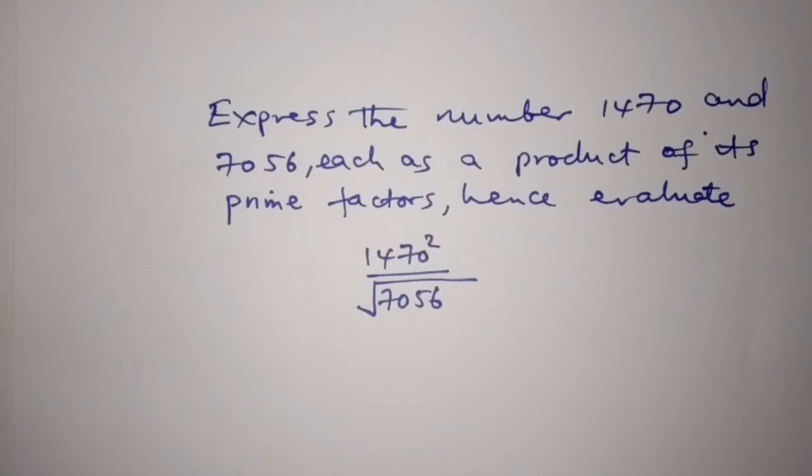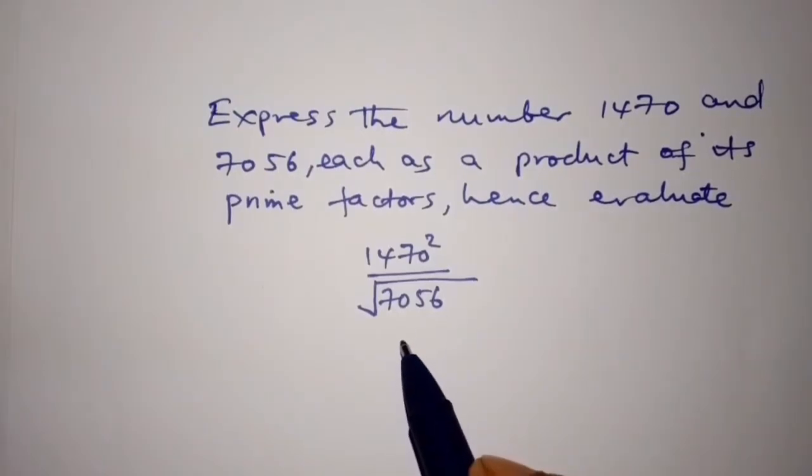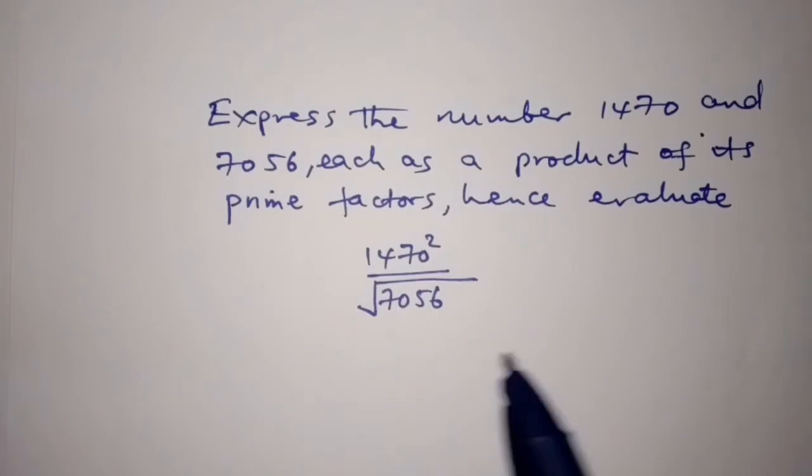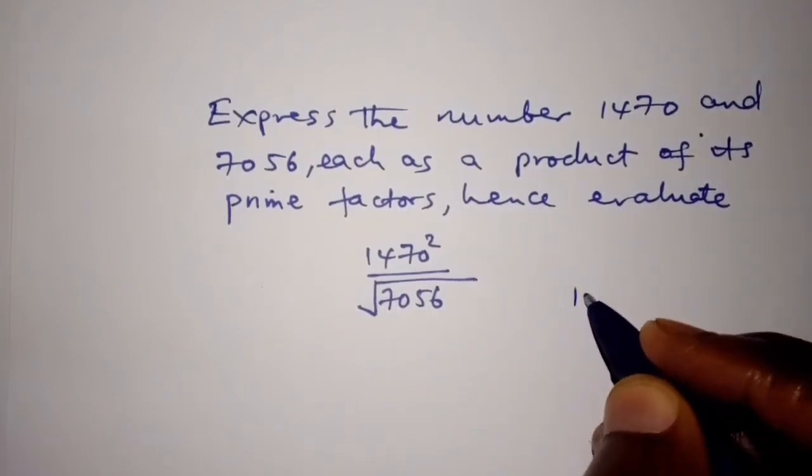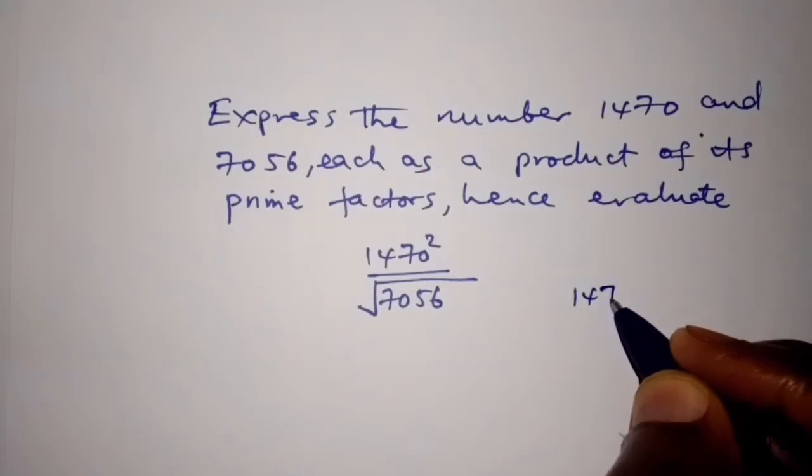Express the numbers 1470 and 7056 each as a product of its prime factors. Hence, evaluate 1470 power 2 divided by square root of 7056. So we get the factors of 1470.